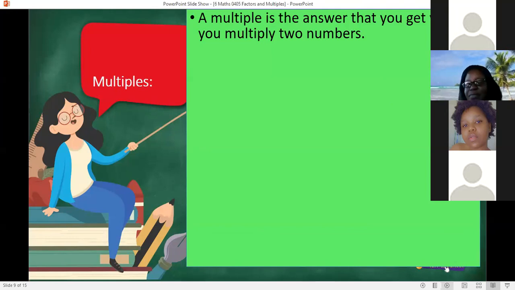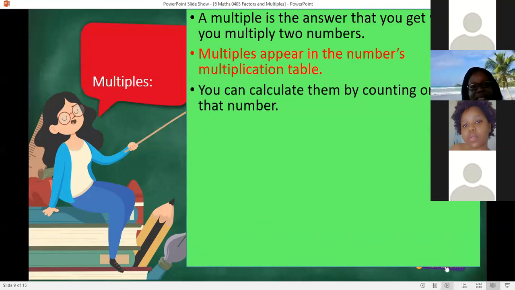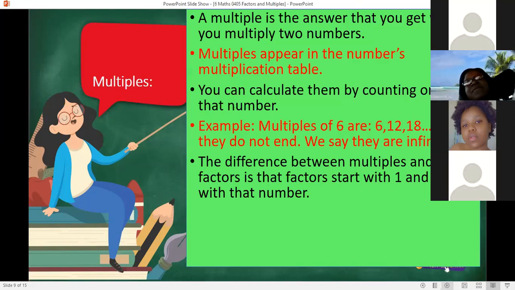And multiples appear in the number's multiplication table. So remember, we have multiples of 2, 3, 4, 5, and most of you can sing the multiples of 2, of 3, or 4, whatever, and they appear in the multiplication table. You can calculate them by counting on by that number. So if I say you have to find multiples of 2, it means that you have to say 2, 4, 6, 8, 10. You see the multiples, they start from that number. They don't start from 1 like a factor. So example, multiples of 6: if I say multiples of 6, it means you have to start counting from 6. So we say 6, 12, 18.